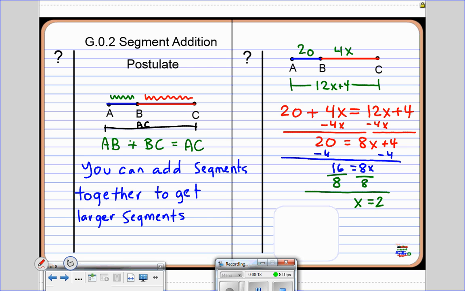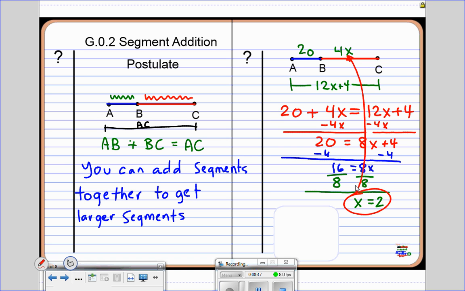Okay, if you're like me, I got x equals 2. Now here's the thing. We wrote an equation and found x. I could have asked you the question, hey, find the length of BC. Now I look up at BC and it's 4x. For me to find the length of BC, I would need to know logically, oh, I've got to write an equation, solve for x, and then take that x and plug it in for the x in 4x. And so in this case, I find that BC is 8.